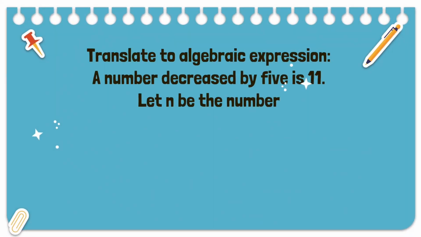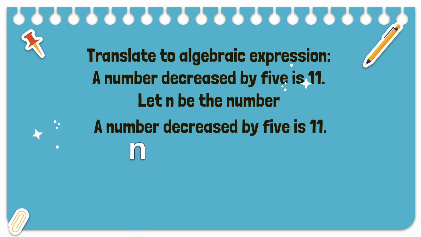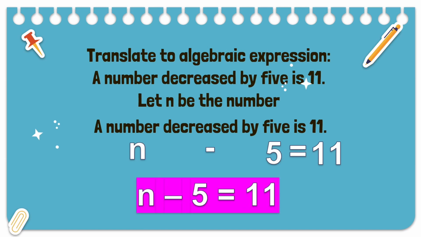Okay, so another word phrases. A number decreased by 5 is 11. So, let n be the number. So, ang gagamitin nating letter or variable is n. So, a number which is represented by n, decreased is minus or subtract, decreased by 5, nabawasan ng 5, is, ang gagamitin natin for is equal symbol, then 11. So, ang translated nito sa algebraic expression will be n minus 5 equals 11, or a number decreased by 5 is 11.